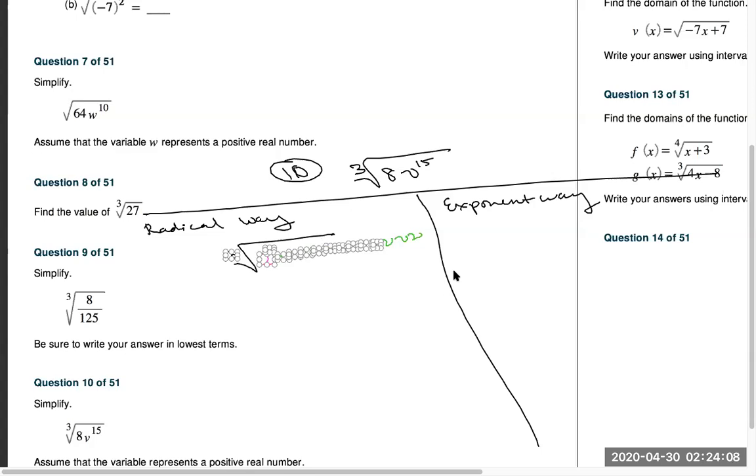Ah, all right, you know what? I'm just going to erase that. It's faster to just write it again. Okay, so we have the cube root. And I'll just write it like this too. 2 times 2 times 2. And then we have 15 v's. 1, 2, 3, 4, 5, 6, 7, 8, 9, 10, 11, 12, 13, 14, 15.